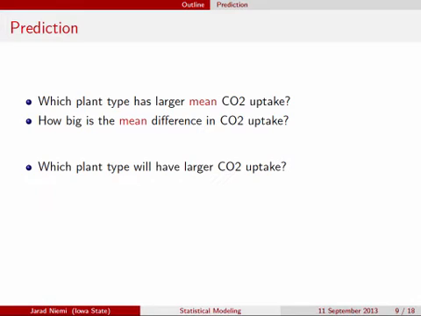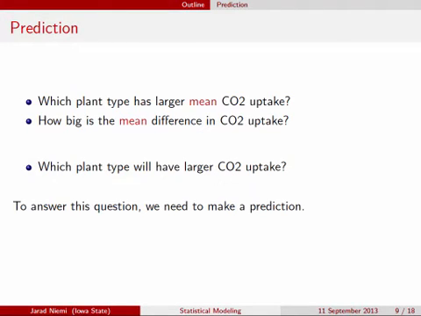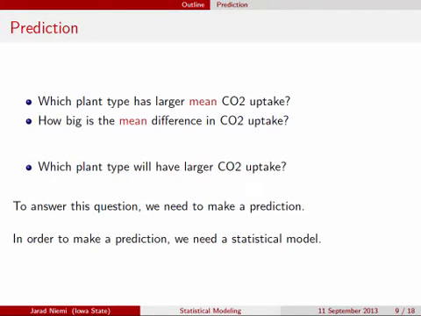Right? So this says which plant type will have larger CO2 uptake in the future. Right? This is a prediction. Is it clear that this is a prediction about what's going to happen? Okay. Right. So we need to make a prediction. In order to make a prediction now, we need a statistical model. All right, so now we're going to talk about modeling. And the reason we're going to talk about modeling is to say something about what's going to happen in the future.